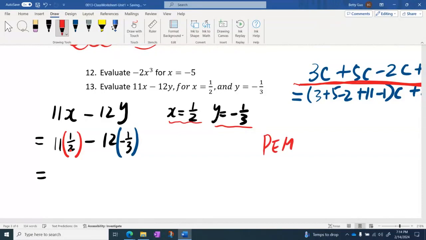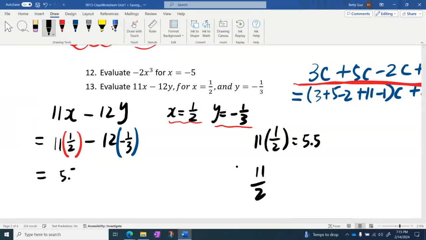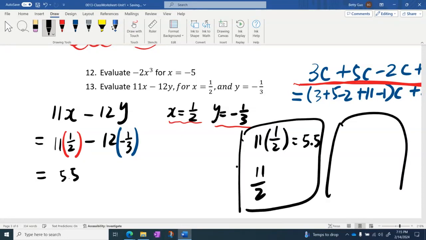PEMDAS. So multiplication before addition, right? Or multiplication before subtraction. So we need to handle the two multiplications first. 11 times a half, you can do 5.5, right? No problem. Decimal is perfectly fine. If it's a finite decimal, it's totally fine. Or 11/2, same thing, right? So 5.5. And then the second part, that's the first part.